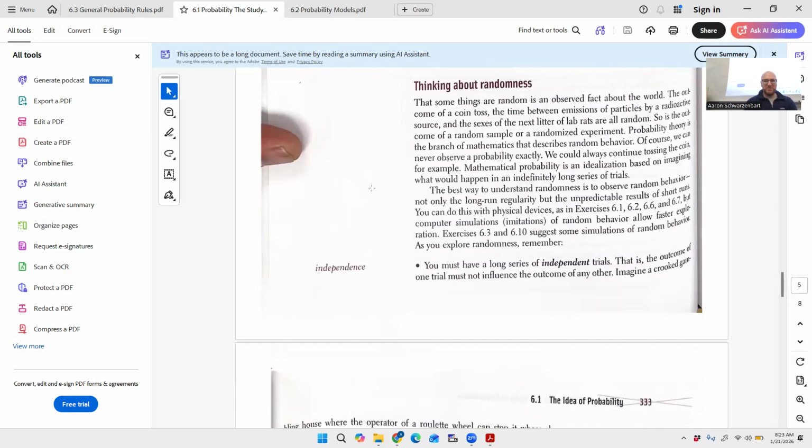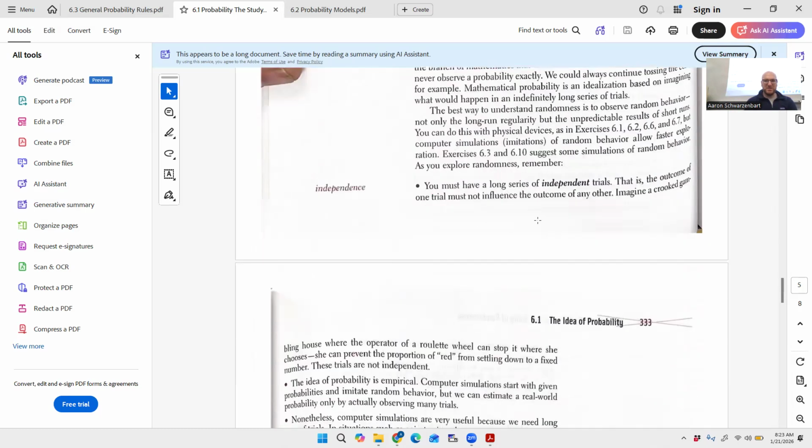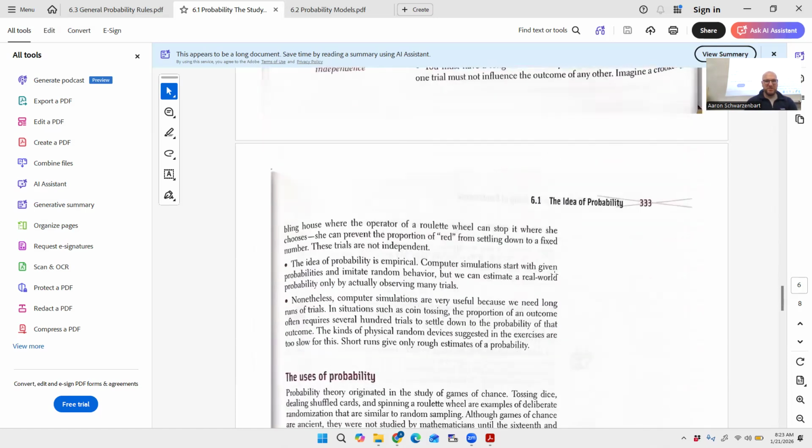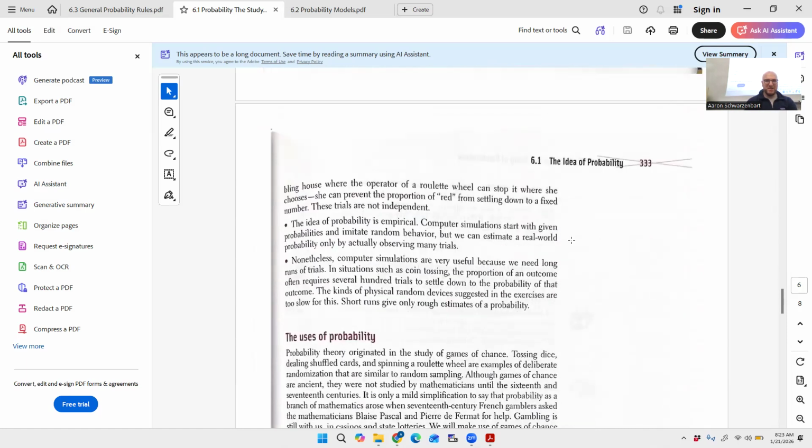So thinking about randomness, you must have a long series of independent trials. Do you guys know what independent means? Yes. It doesn't depend on any other result of another trial or some other random factor. The idea of probability is empirical.